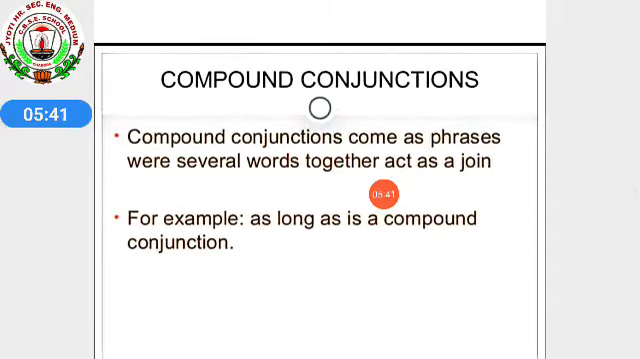See, it is given. Compound conjunctions come as phrases where several words together act as a joiner. For example, as long as is a compound conjunction, as soon as, as well as, so that, as if, so long as, even if. All this comes under your compound conjunction, in which we are using these compound conjunctions to join two phrases that come together. Several words or phrases that come together.